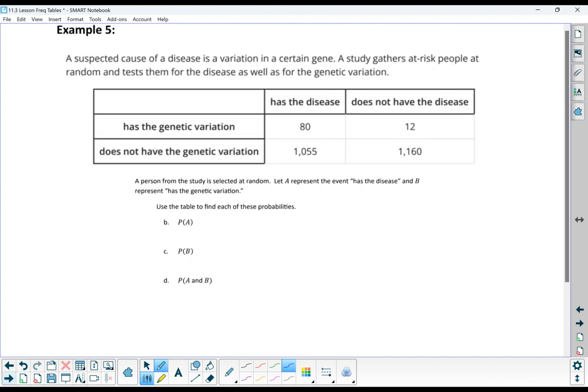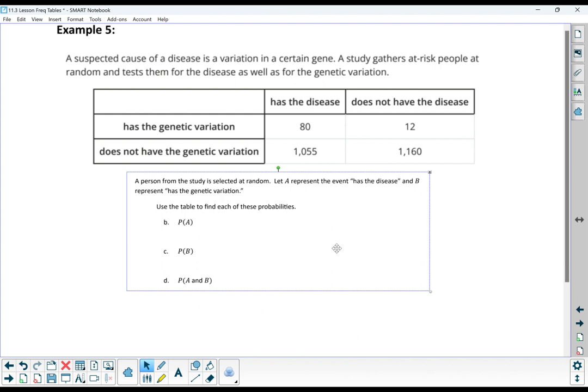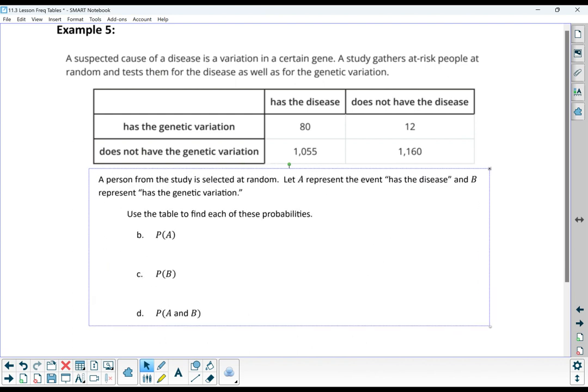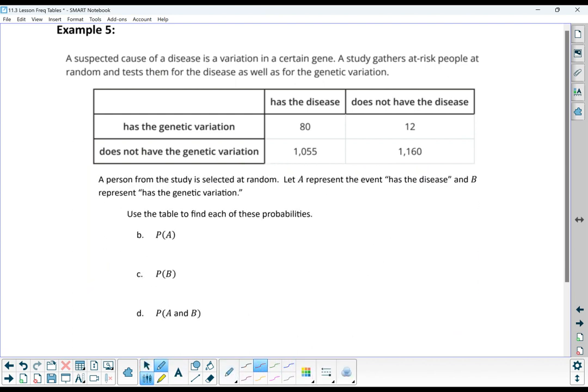All right, here we have a situation. We've got a suspected cause of disease. They think this genetic variation is causing the disease. So they collected some information about people, tested them for the disease, and tested them for the genetic variation. So if a person from this study is selected at random, we're going to let A represent that they have the disease. So this is not A, no disease. And then we'll have B represent that they have the genetic variation, which means this is not B.